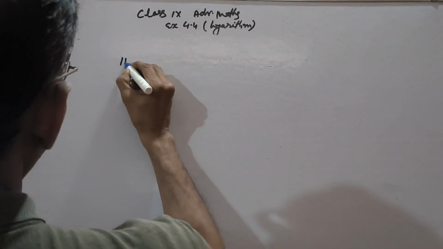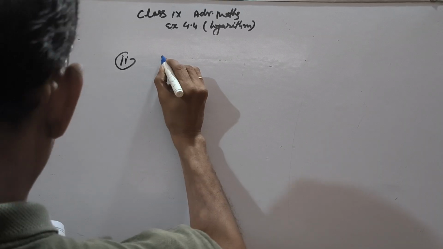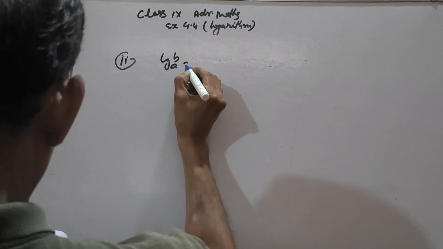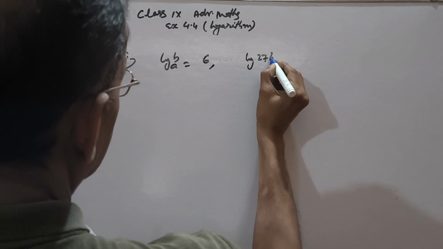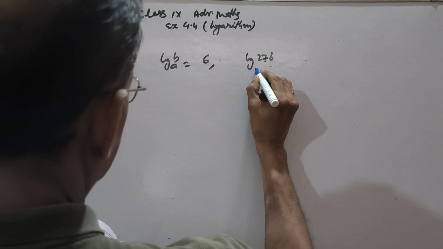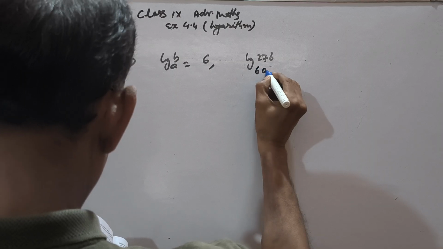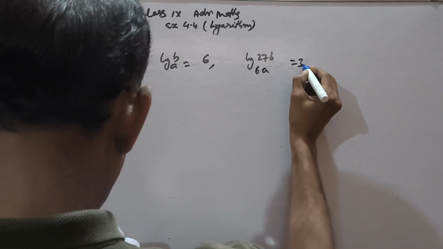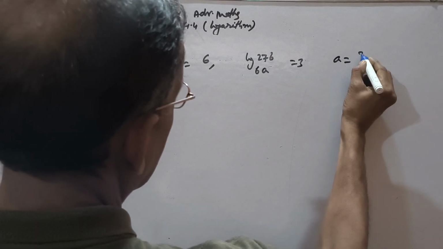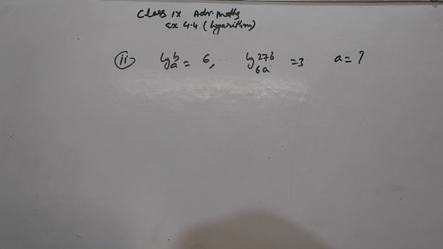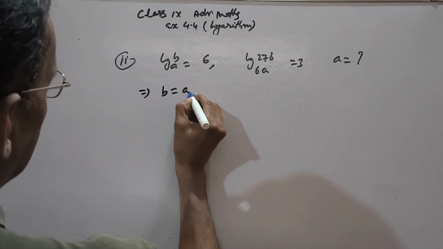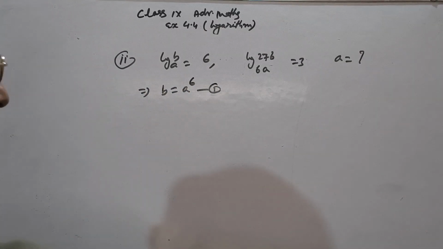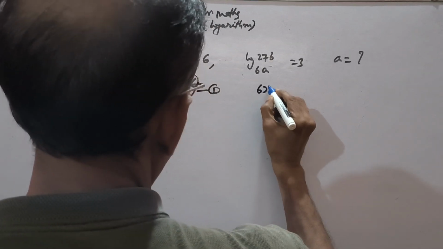Number 2 also, a similar sum. Still, let me tell you. What is given? Log b to the base a equal to 6. Second condition is given: log 27b to the base 6a is equal to 3. We need to find a. Okay, similar sum. Express in exponential form, what do we get? b equal to a to the power 6. Let it be equation 1. Express in exponential form, what will we get?